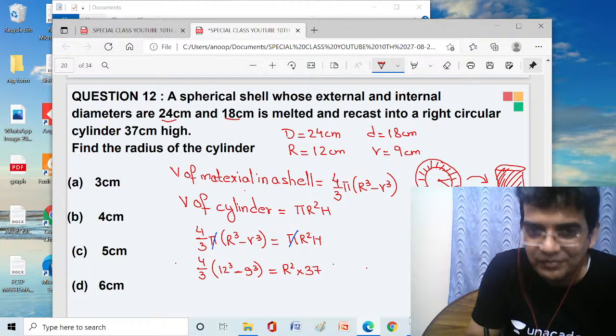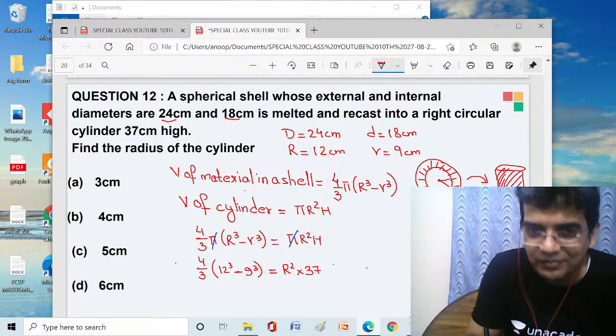Okay, so what are we left with? I have taken 3 common, so I am left with 4, but with the cube sign, so 4 cube. And I am left with 3 with the cube, 3 cube. See, my calculation is becoming a little bit easy for me now.